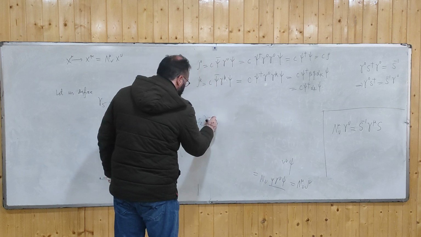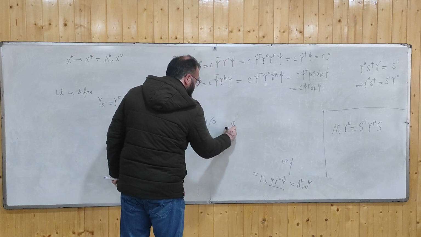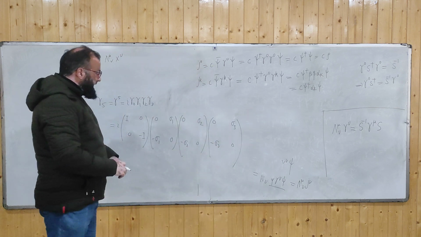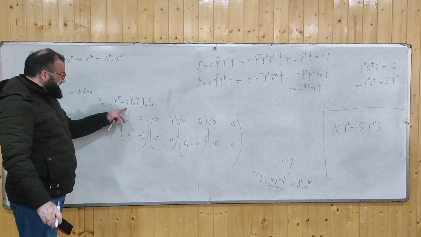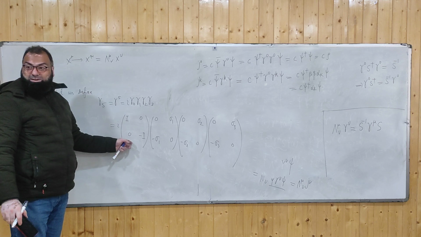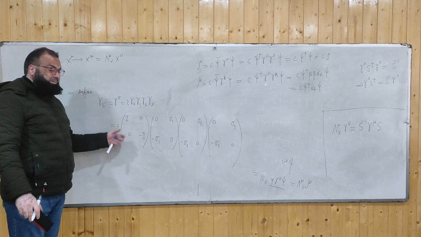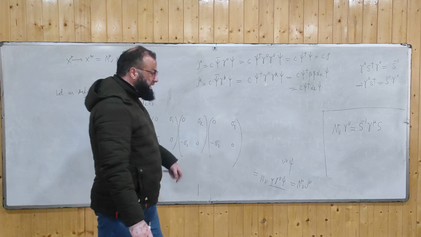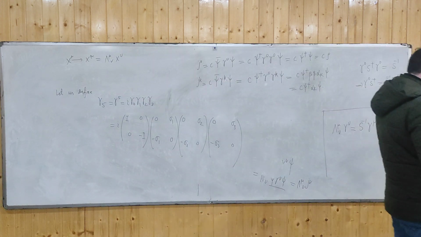So then what you are having? 0, sigma 3, minus sigma 3, 0. Okay, so I use here a representation where gamma 0 is diagonal. Yes, I am calculating this gamma 5 in terms of the diagonal representation of gamma 0. So you need to multiply them. Let me check what the value is.